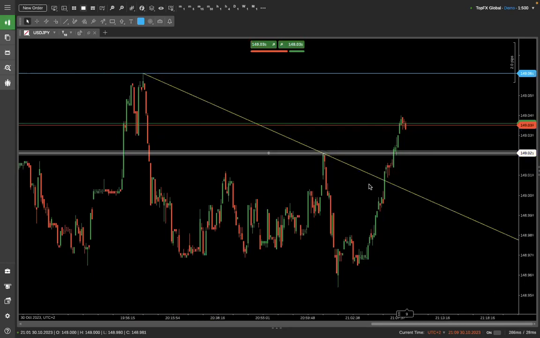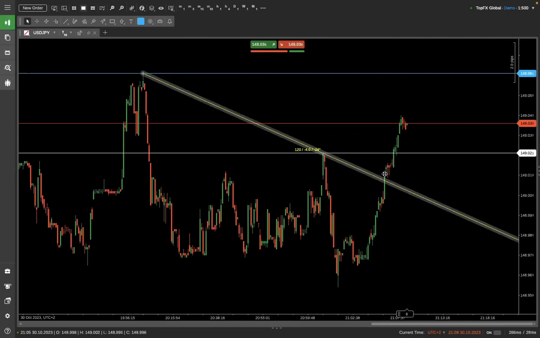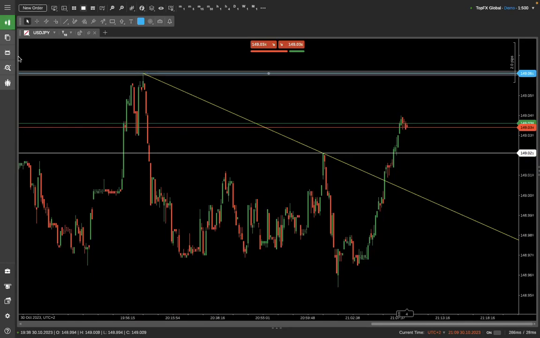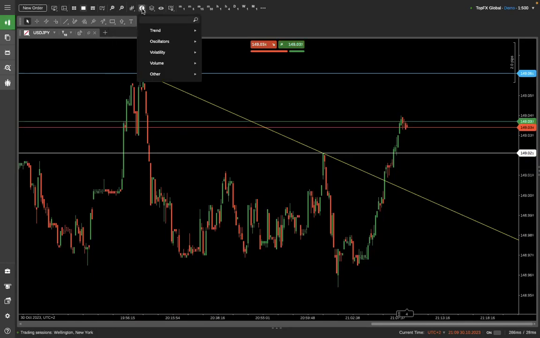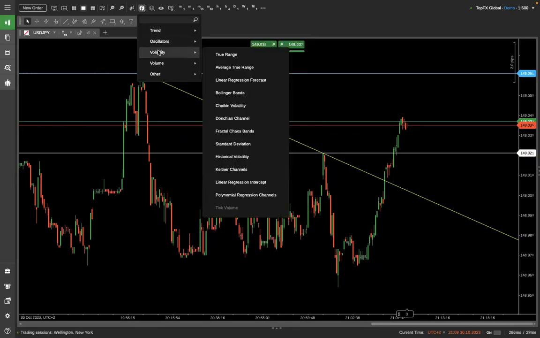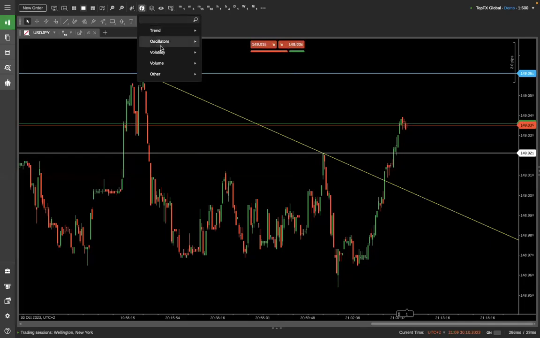So we have a clear breakout above the trend line, then a test, and up we go, obviously, because for some reason there is a push to the upside. Right, we can use Fibonacci without any problem. If we go to the indicators menu, we can choose the Fibonacci retracement, for example.